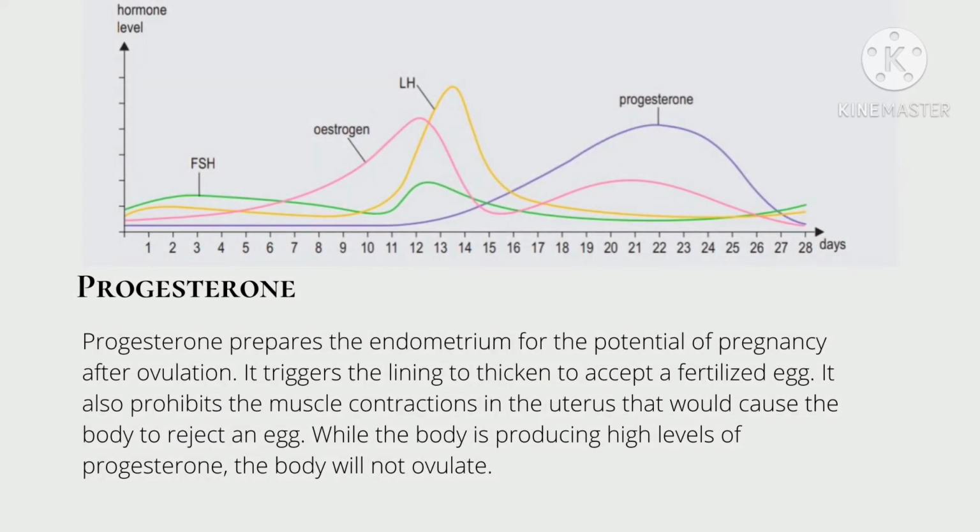Progesterone prepares the endometrium for the potential of pregnancy after ovulation. It triggers the lining to thicken and accept a fertilized egg. It also prohibits the muscle contractions in the uterus that would cause the body to reject an egg. While the body is producing high levels of progesterone, the body will not ovulate.